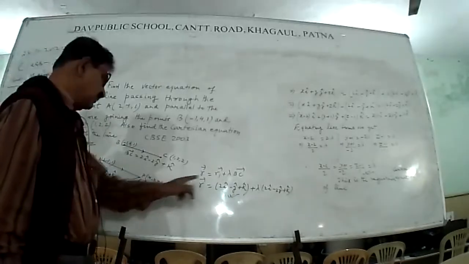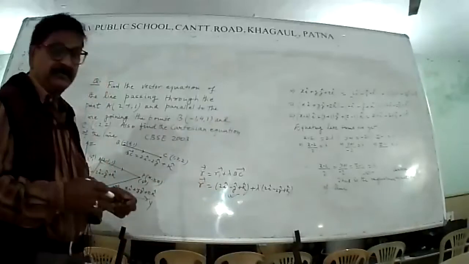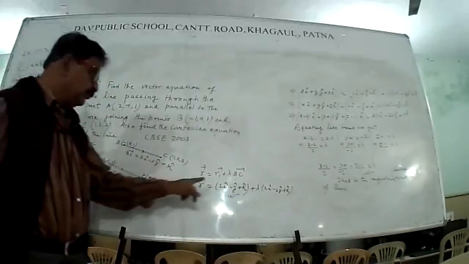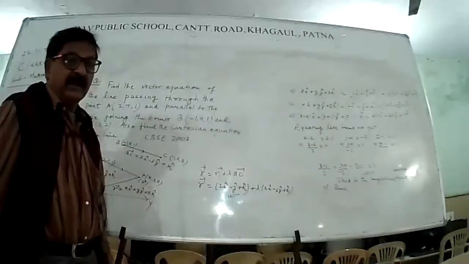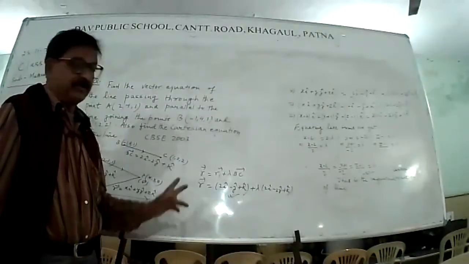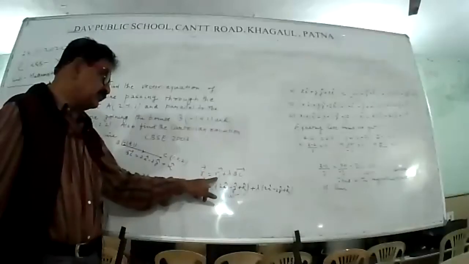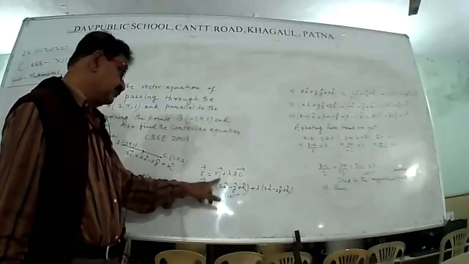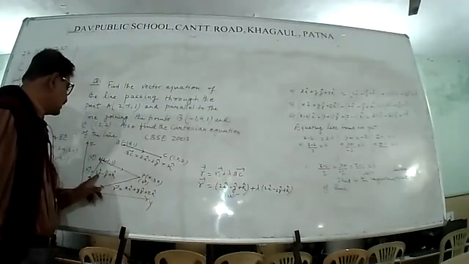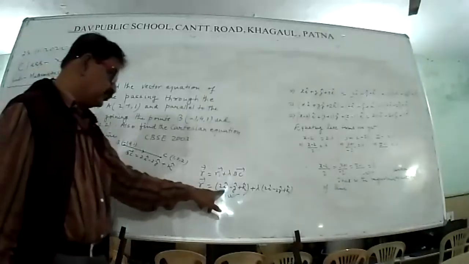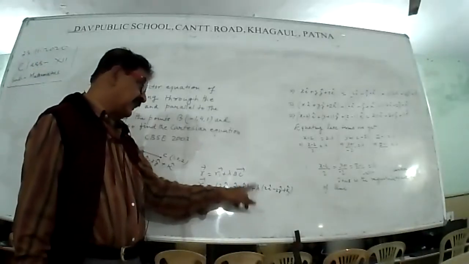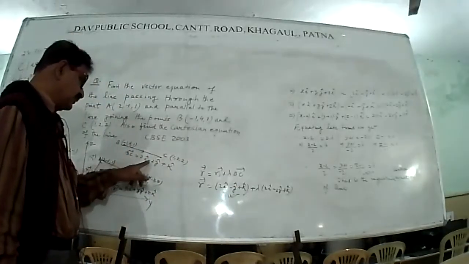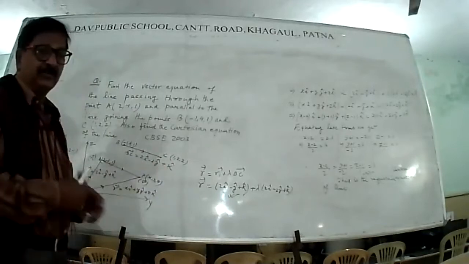Here we know that the vector equation of a line passing through a point A whose position vector is given as r1, and which is parallel to a given vector BC, is r equal to r1 vector plus lambda BC vector. Here r vector is equal to r1 vector, which is 2i minus j plus k, plus lambda times the BC vector. BC vector here is 2i unit vector minus 2j unit vector plus k unit vector.